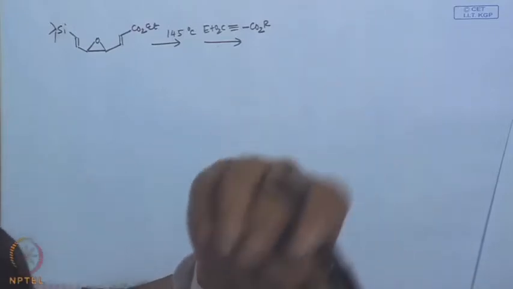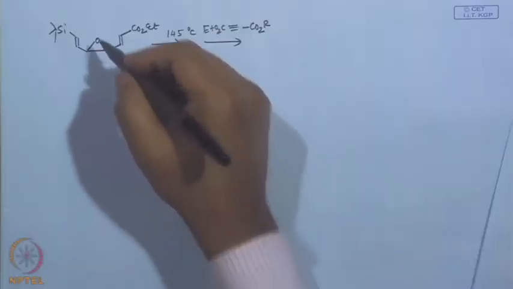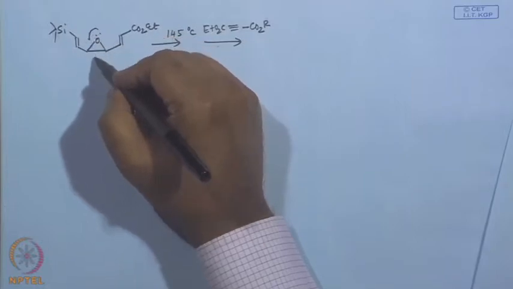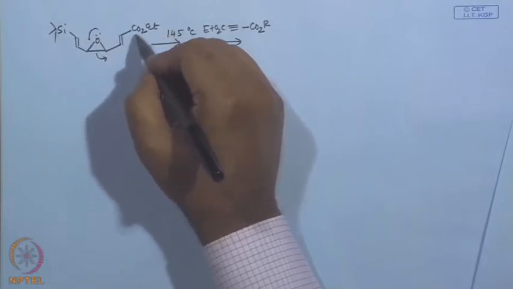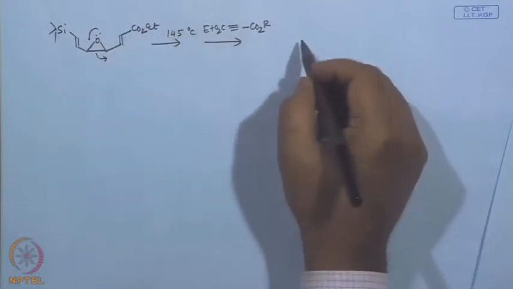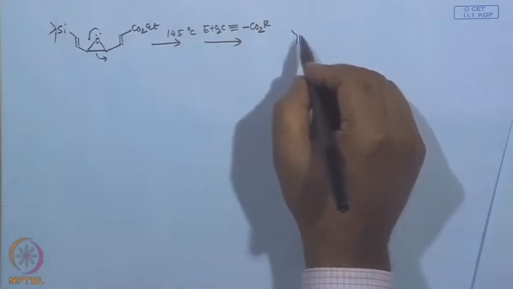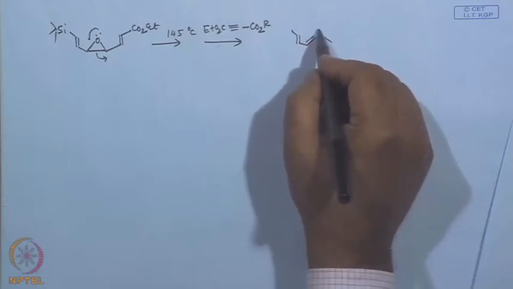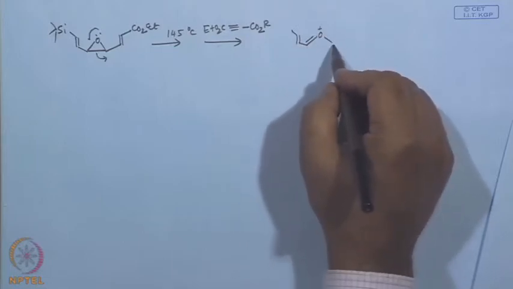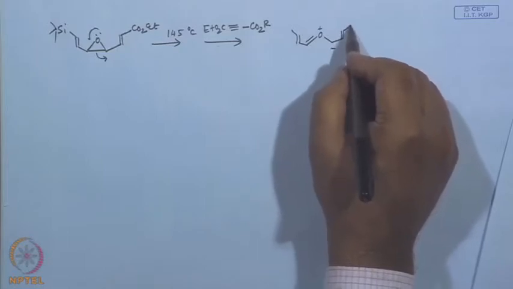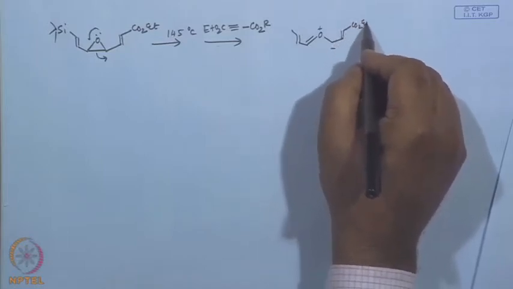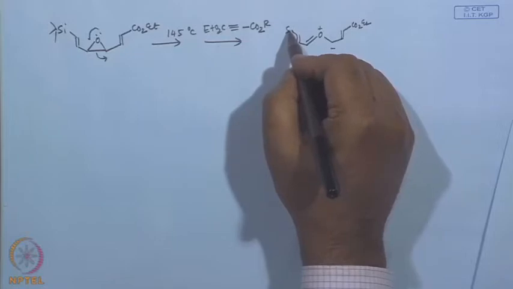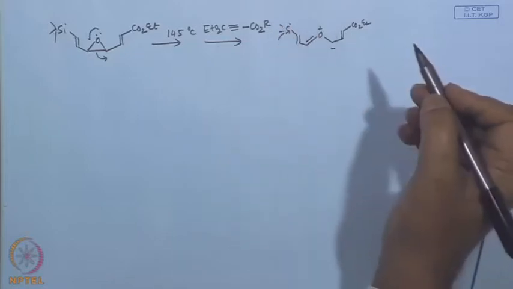So, as usual, what you would expect? Again a ring opening of the epoxide. The polarization takes place in this direction probably because of this electron withdrawing group. So, I think I will just write only the part of it. So, what you will see, this becomes a positive end and this becomes a negative end, and then you have this ester part. Okay, so this silicon here, and this.